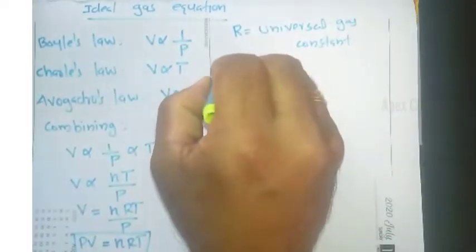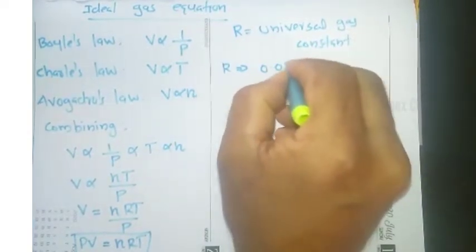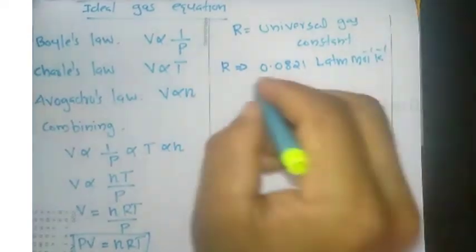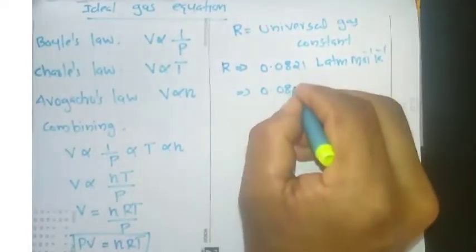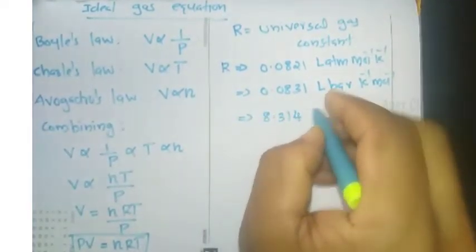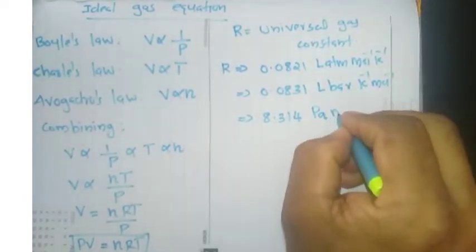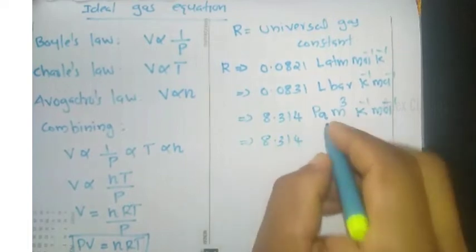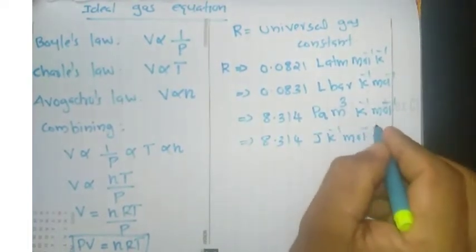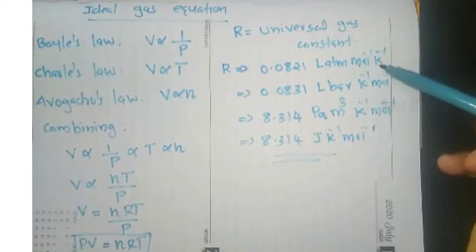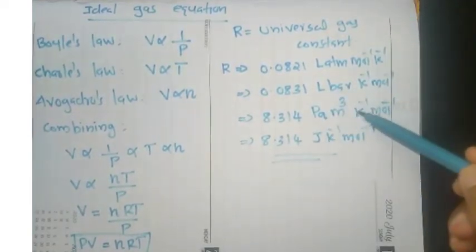Then what are the values of R? First, 0.0821 liter atmosphere mole raised to -1 Kelvin raised to -1. Then 0.0831 liter bar Kelvin raised to -1 mole raised to -1, or 8.314 Pascal meter cube Kelvin raised to -1 mole raised to -1, or 8.314 joule Kelvin raised to -1 mole raised to -1. So these are the values of R in different units. Here the units are liter atmosphere mole raised to -1 Kelvin raised to -1, liter bar Kelvin raised to -1 mole raised to -1, and Pascal meter cube Kelvin raised to -1.